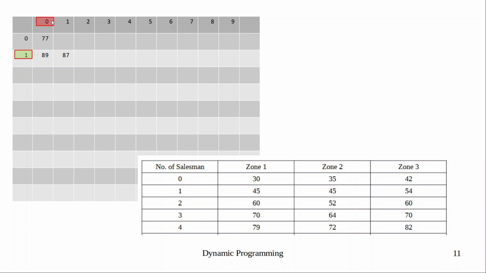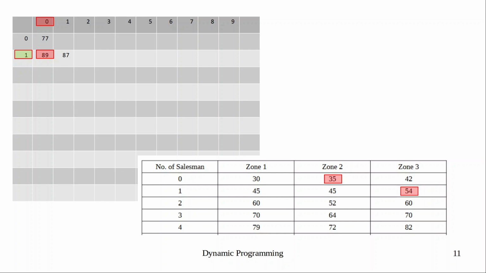That's it, 0 salesmen. So what is going to be the sales we are going to get? The total sales that we are going to get is, zone 3 is going to be allocated 1 team, so it's going to be 54, plus zone 2, 0 team, so that's going to be 35. So 54 plus 35 makes it 89.